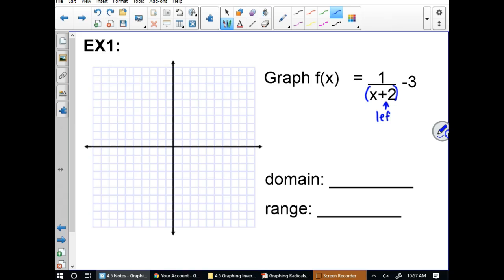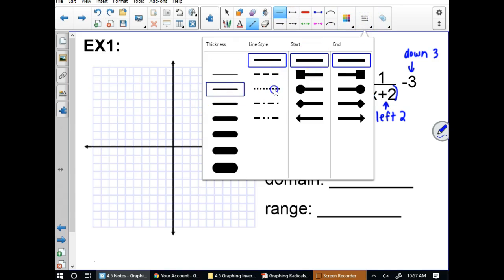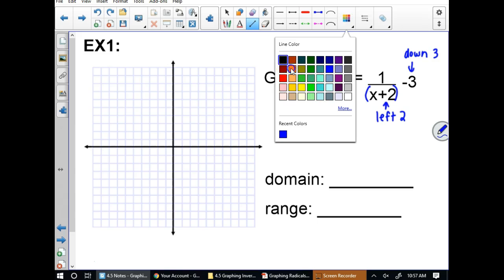Very good. Left 2. Okay? And Brandon, what is the minus 3 going to do to the graph? Down 3. Okay? So, since I have this nifty computer here, I can do this.